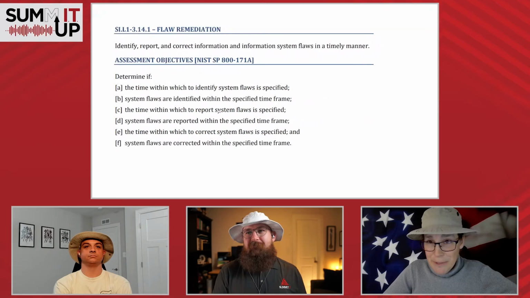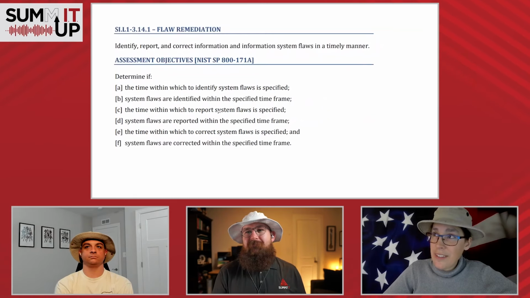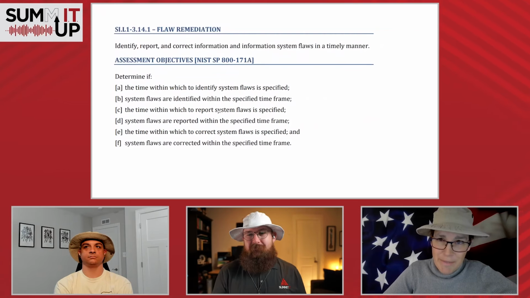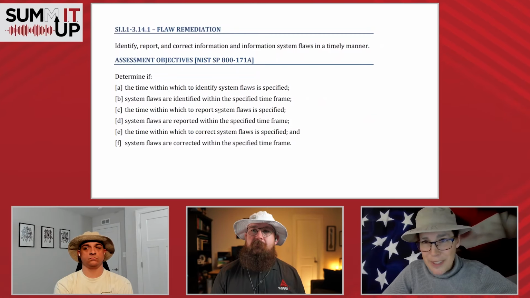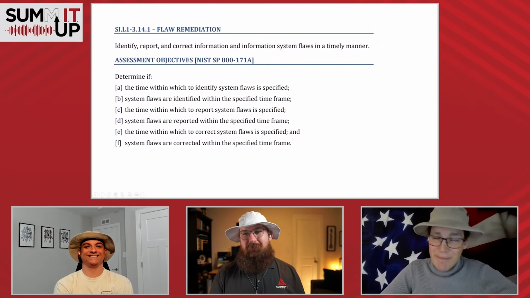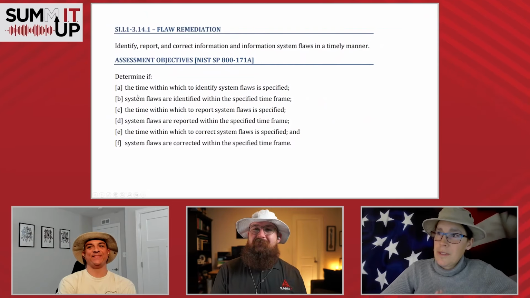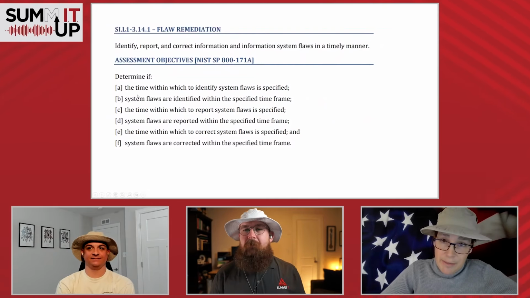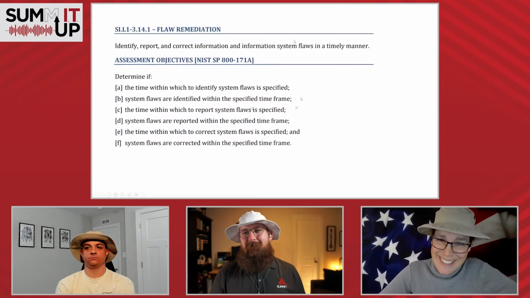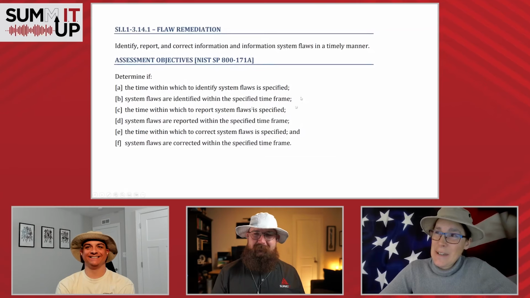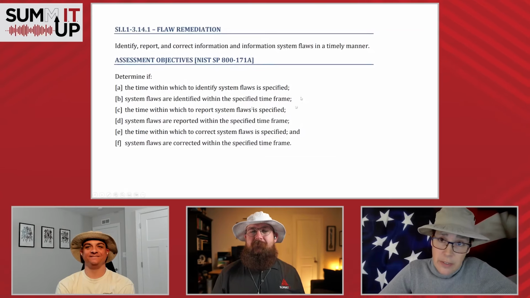I am just grateful that NIST didn't split information away from information system flaws. Okay. Because that would have resulted in 12 assessment objectives instead of 6 here. Sure. So see, they were helping us. Yeah, so what's everybody up in arms about? This is basically just saying patch your systems. Patch your systems. A flaw being exactly what it sounds like.